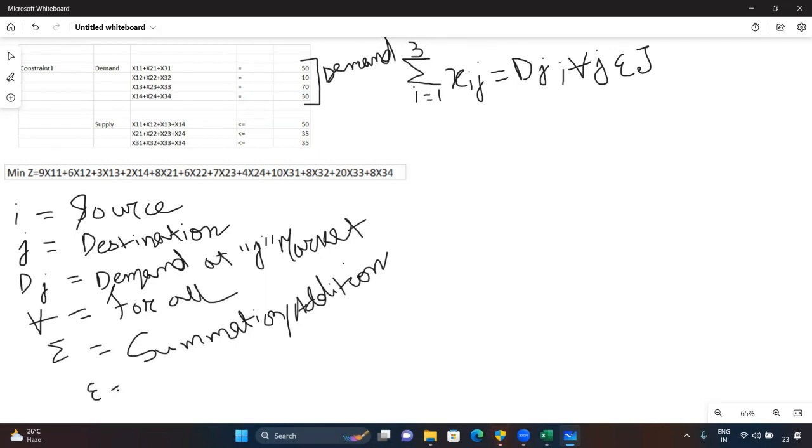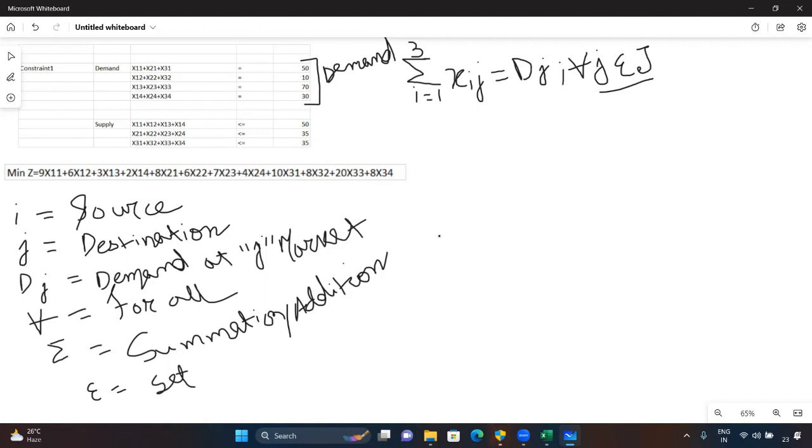This is set. This is set. Okay, now what is this? J set of small j set of capital J.